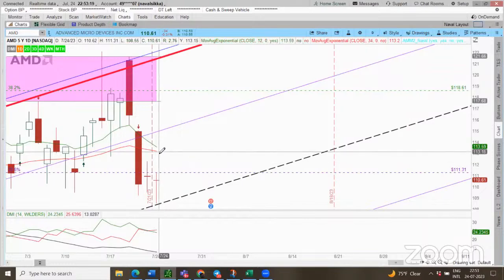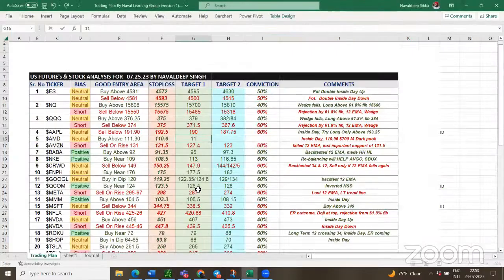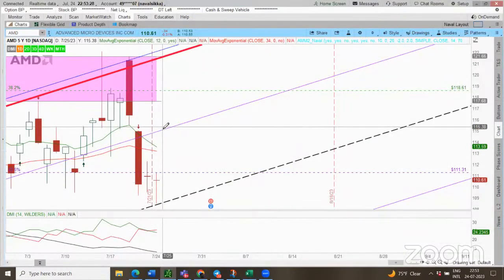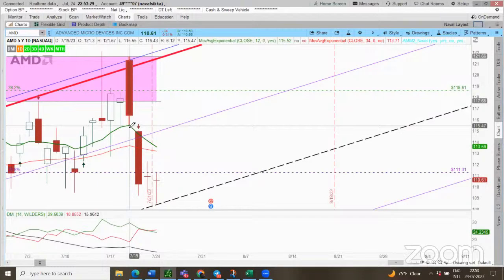Once we clean that, 113.56, 113.6, test of 12 EMA, and then a gap fill of 115.50.